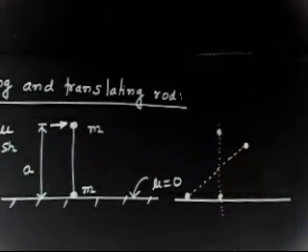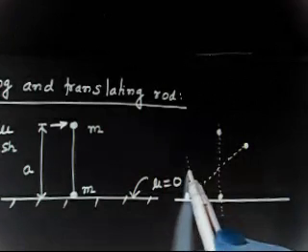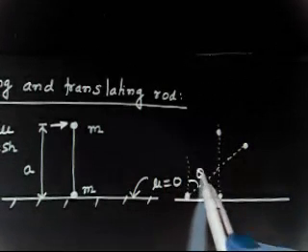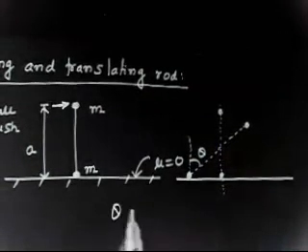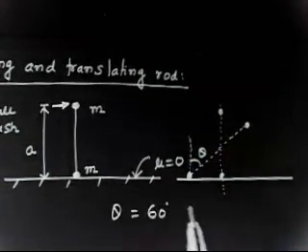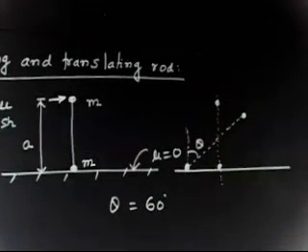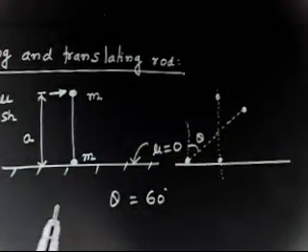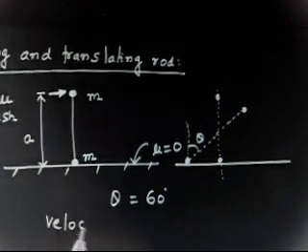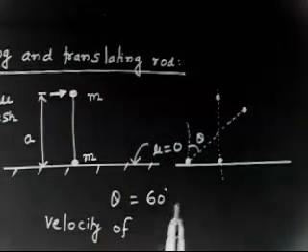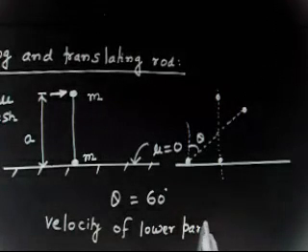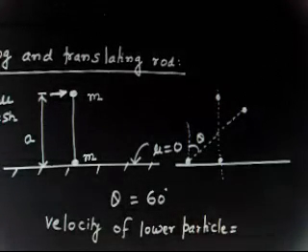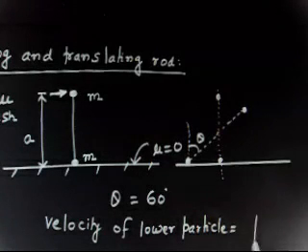And the question says the inclination from the vertical is theta, that is 60 degrees. So when the inclination is 60 degrees, you have to find the velocity of the lower particle. You have to show that the velocity of the lower particle is given by under root of g a by 14.